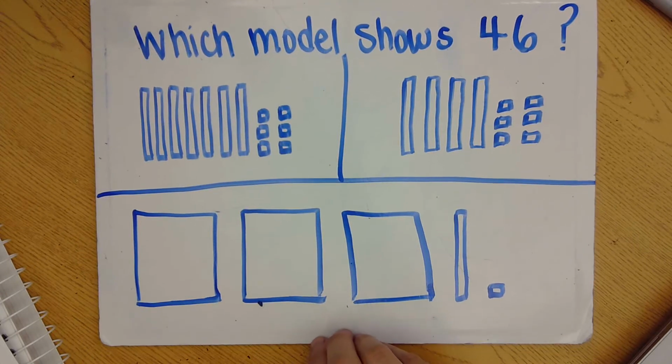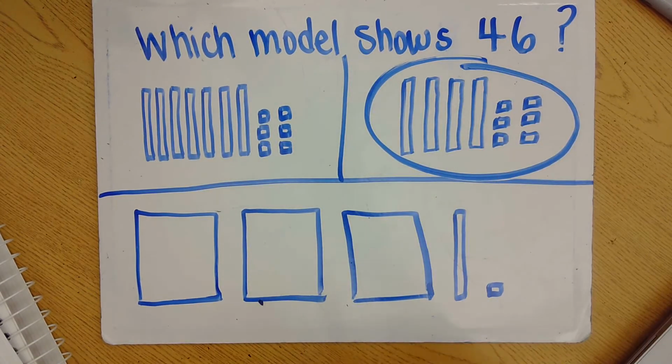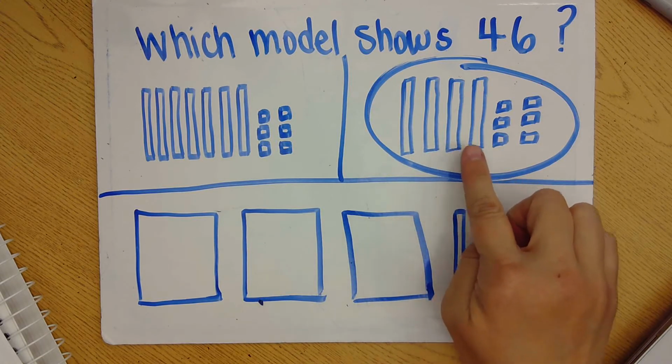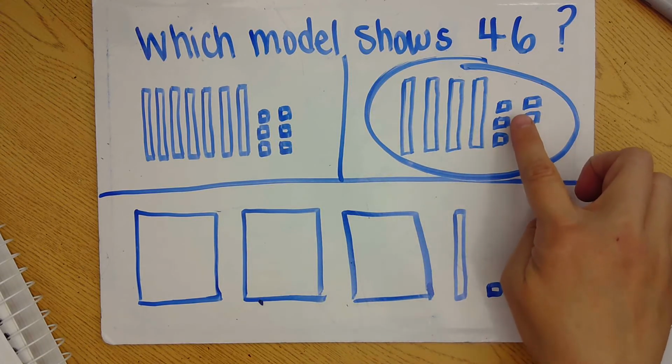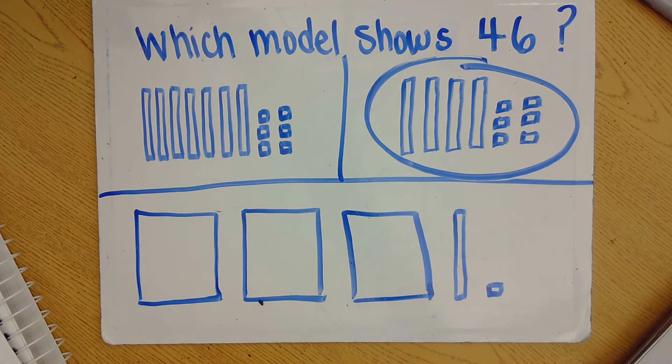Let's look at the third option. These are flats, so these have 100 cubes each. 100, 200, 300. Oh, my number is not 46. So if you guessed this one, you are correct. 10, 20, 30, 40, 41, 42, 43, 44, 45, 46. Good job if you guessed that one.